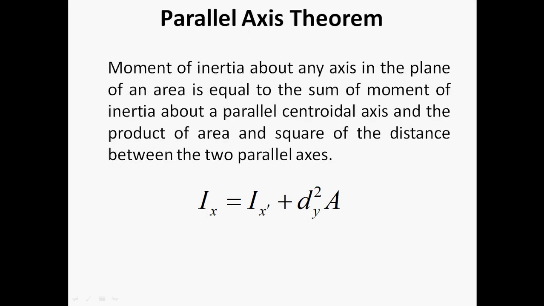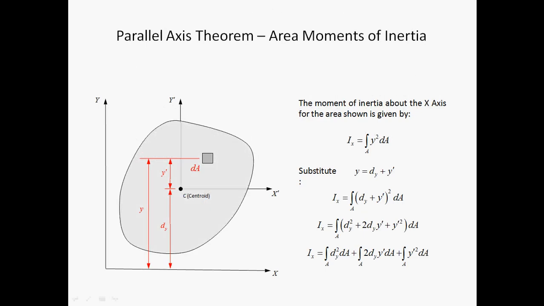Similarly, the moment of inertia can also be calculated by using the parallel axis theorem. The definition of the parallel axis theorem is: the moment of inertia about any axis in the plane of area is equal to the sum of the moment of inertia about the parallel centroidal axis and the product of area and the square of the distance between the two parallel axes. Mathematically, Ix is equal to Ix dash plus dy squared into A. This slide shows the calculation of the moment of inertia based on the parallel axis theorem.